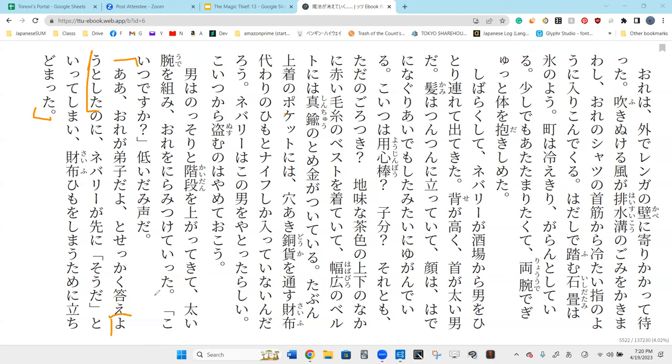So just to give you a hint: do you know what the volitional form is for ru verbs? Yes. Kotaeru is a ru verb, so it's kotaeyo. Then we added to suru. What does the volitional form with to suru added to it mean? To shita, meaning he tried to do it but failed.